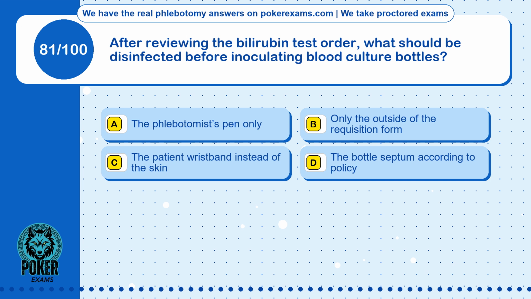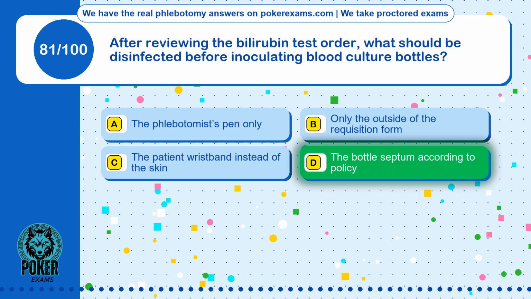Question 81. After reviewing the bilirubin test order, what should be disinfected before inoculating blood culture bottles? Option A. The phlebotomist's pen only. Option B. Only the outside of the requisition form. Option C. The patient wristband instead of the skin. Option D. The bottle septum according to policy.